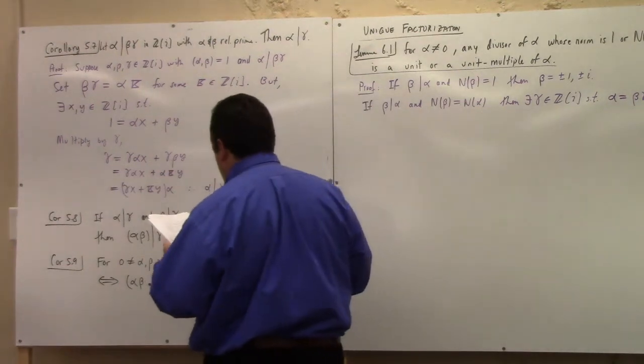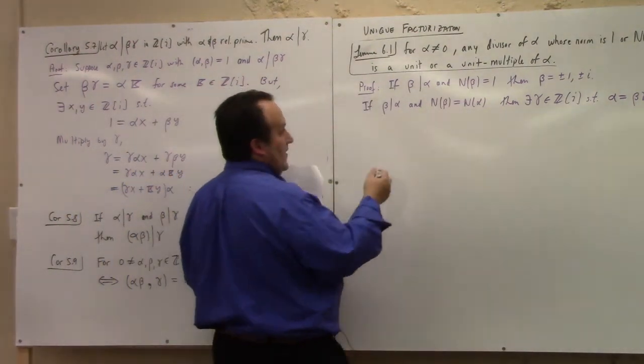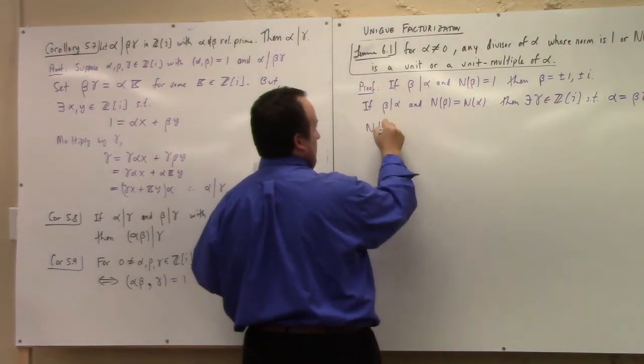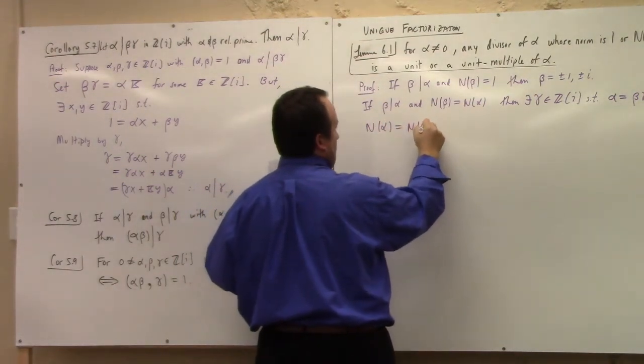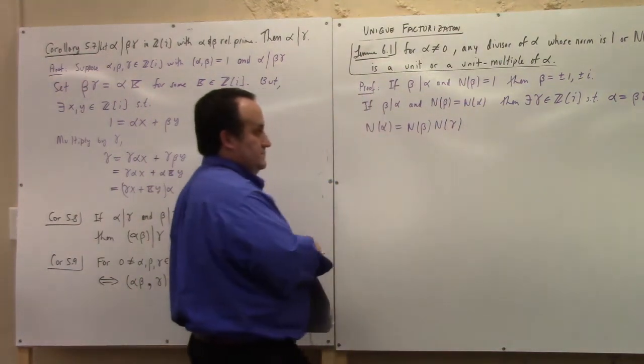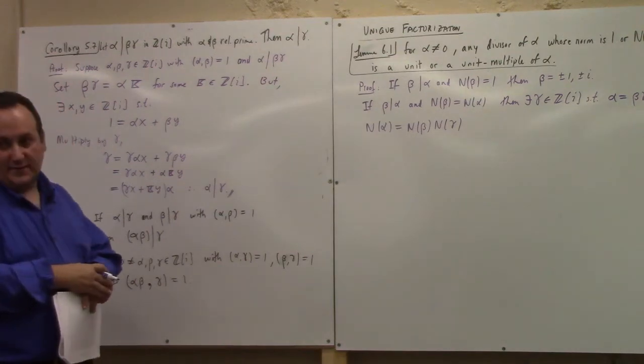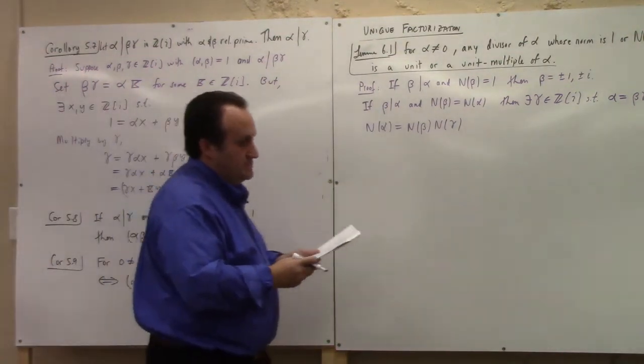He says take norms of both sides and cancel the common value n of alpha. So n of alpha is equal to n of beta times n of gamma, right? And what's this say? Remember, we're assuming what? N of beta equals n of alpha. Thus what?